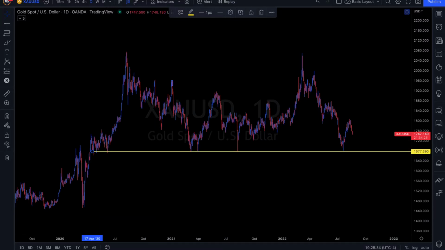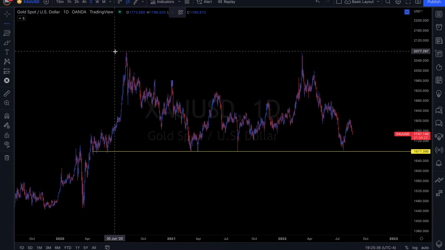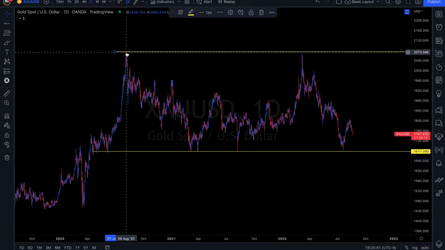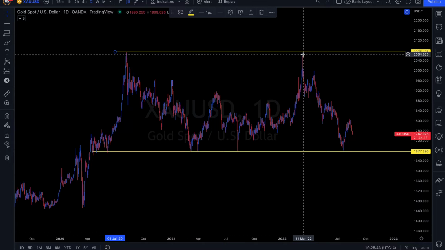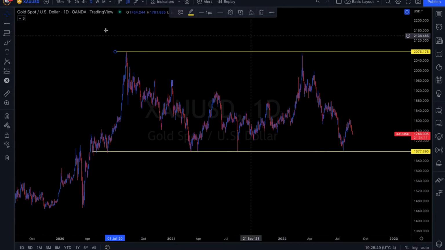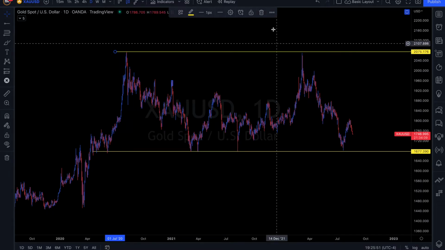This tells me essentially that there is a lot of liquidity in this particular area. Same thing can be said for up here at the very top, right? It's been hit twice back in August of 2020 and then got hit again back in March of 2022. Same area, so we know for sure that there's going to be some liquidity up here.